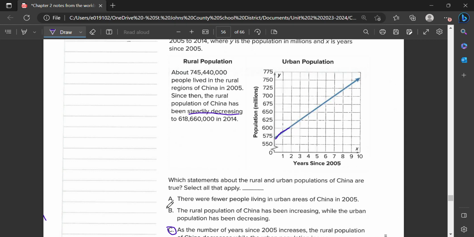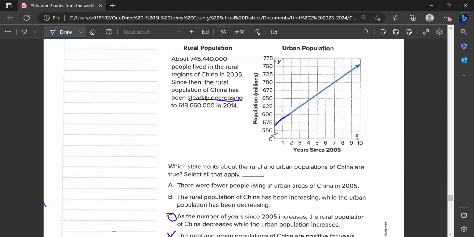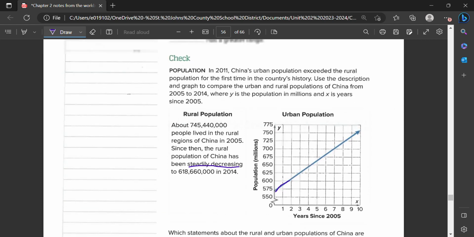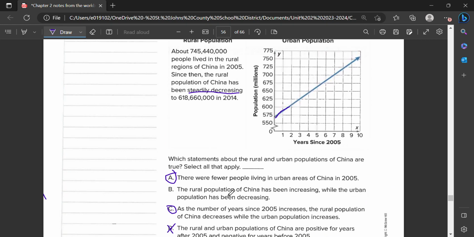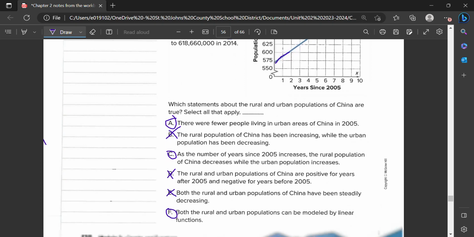Alright. Now going back to A. There were fewer people living in urban areas of China in 2005. In 2005, there were 575 million people living here, whereas in the rural, there were about 700. So I would agree with that statement. And the rural population of China has been increasing, while the urban, that's false. So A, C, and E.